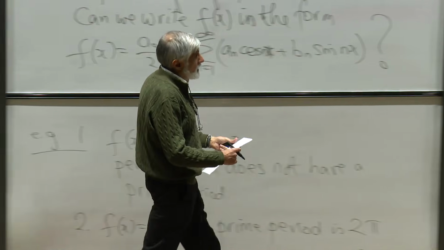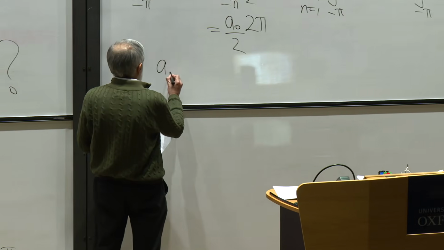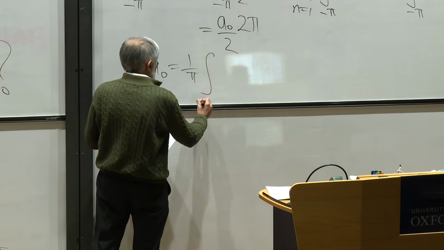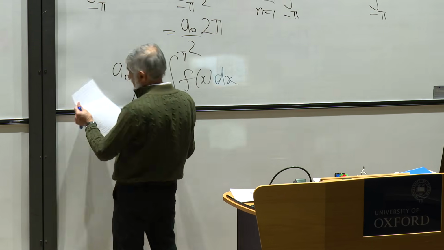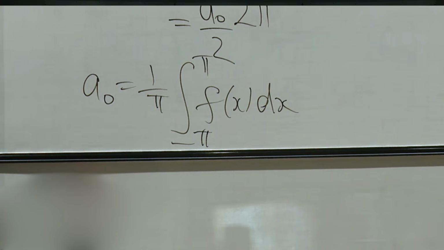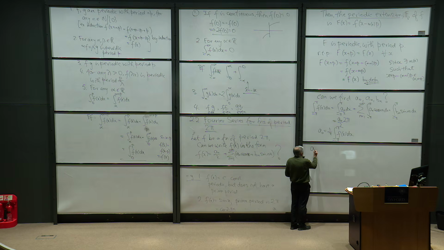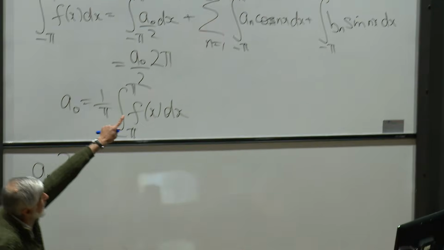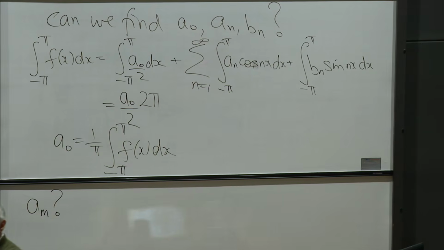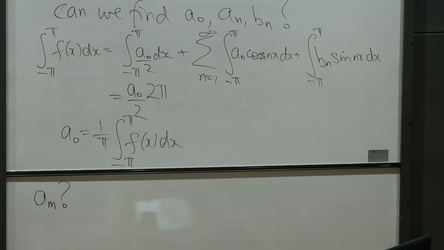Okay. So now we've got a0 equals 1 over pi, the integral from minus pi to pi of f of x dx. So that's brilliant. We've got a0. What about the bn's? How are we going to get those? And the an's? Let's say am. We want to find am. So out of all these an's, we want to find the value when n is equal to m.